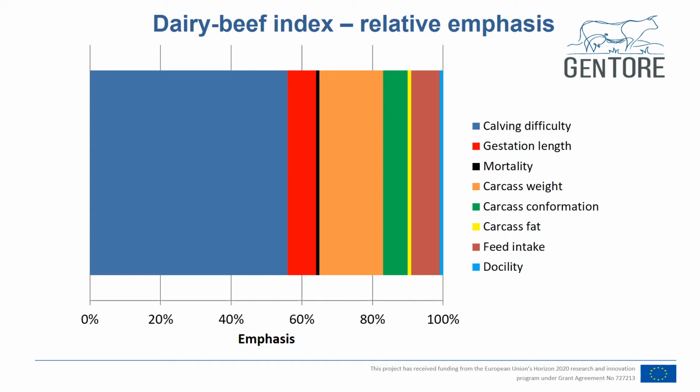And this really is no surprise. Anybody that knows anything about dairy would know that dairy farmers are really cognizant of the fact that they want the cow to produce a calf with minimal difficulty, get back in calf and produce a lot of milk. And that's why the emphasis is so strong on calving performance. The remainder of that index is on carcass traits such as carcass weight, conformation and fat score, docility, and also feed intake, because we would have feed intake measures on beef animals from performance testing data.